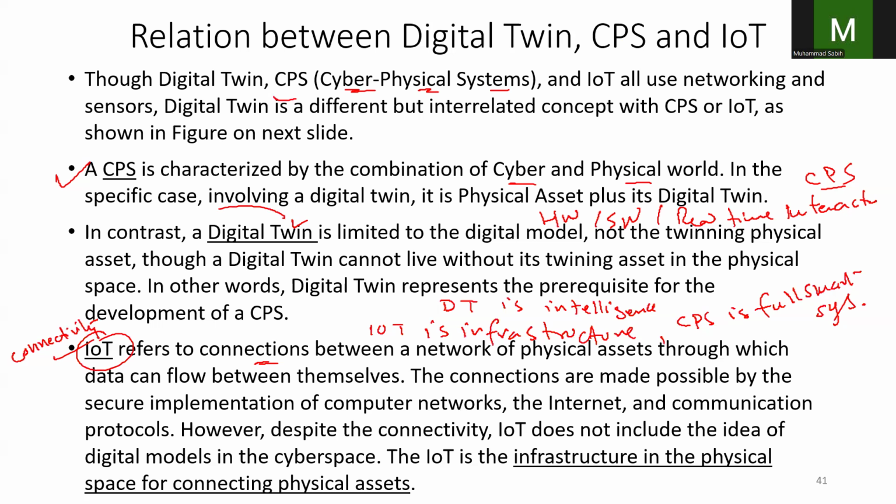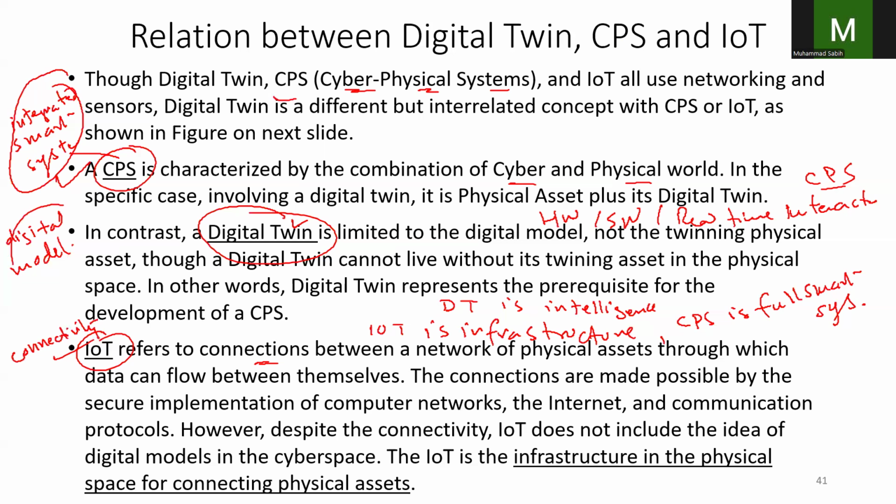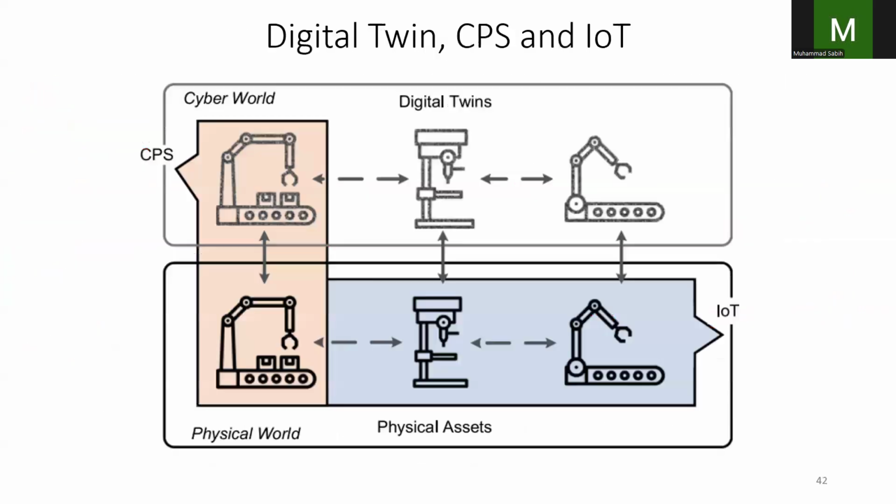Digital twin is a digital model, and CPS is the integrated smart system. Okay, all right. So in the next slide, we will see this in detail.